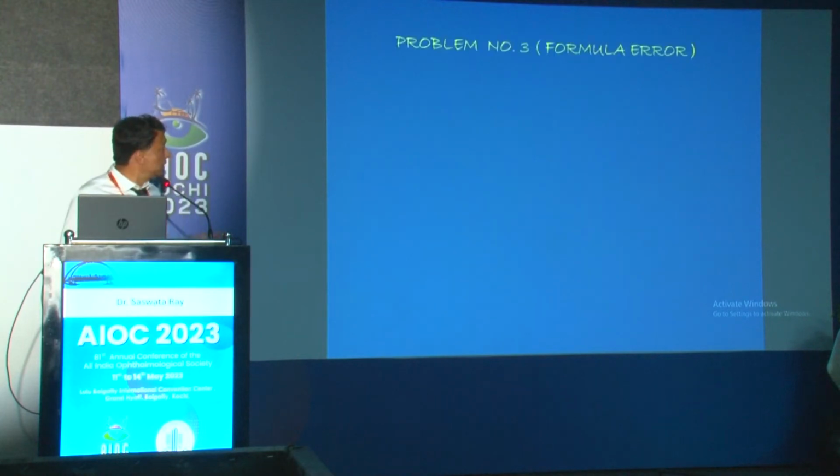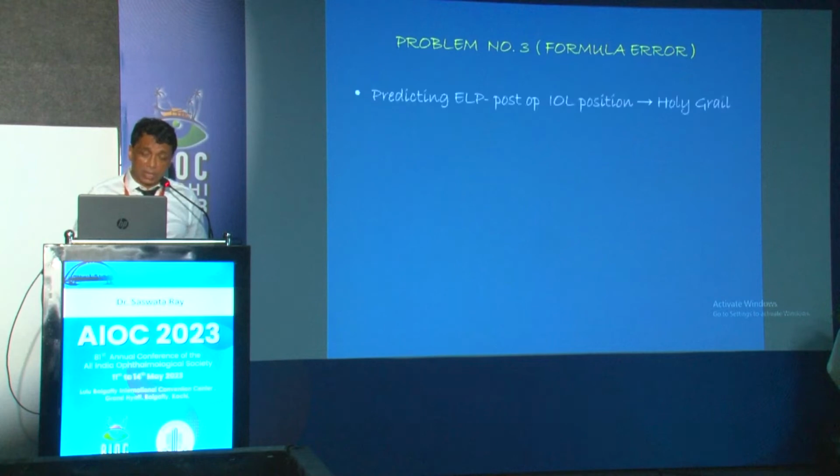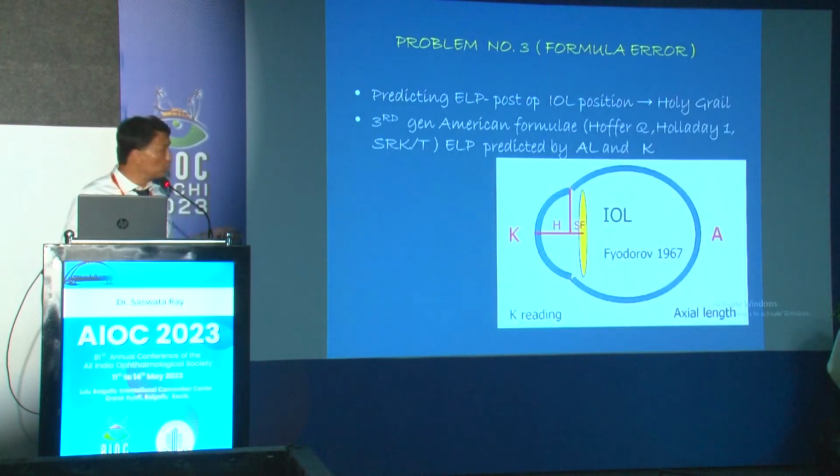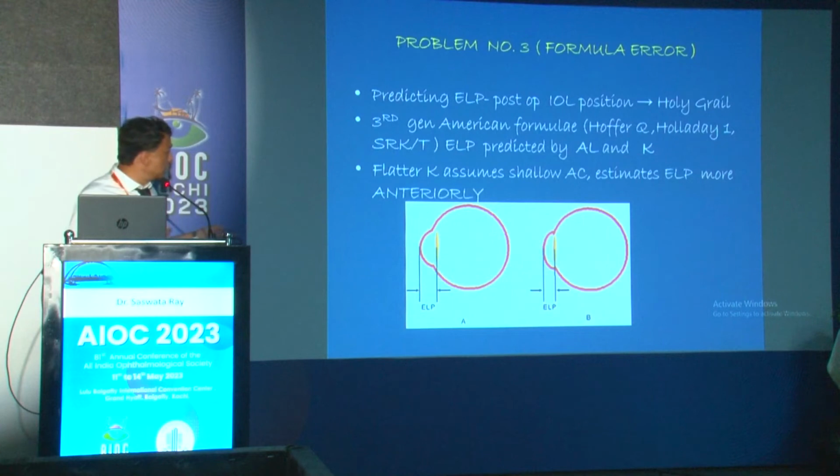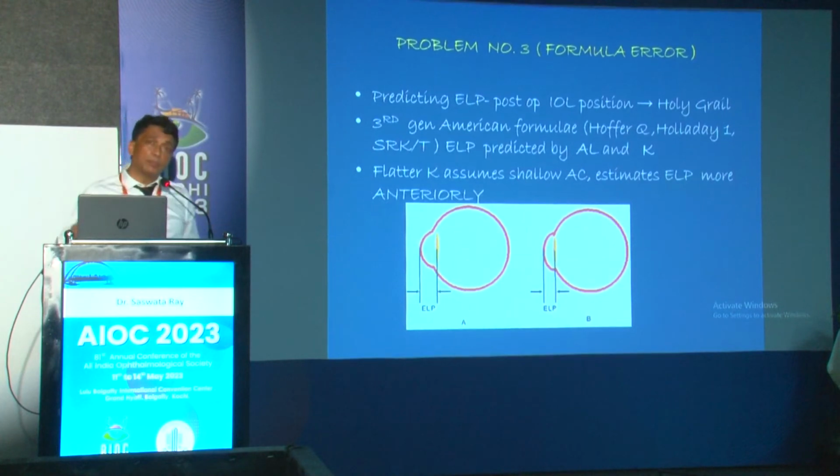You get your keratometry. The third error we have not yet taken into account, and that is the ELP. Remember, ELP, as mentioned by the previous speakers, is the most difficult. It's the holy grail. The effective lens position of the postoperative IOL is the most difficult to measure. And the third generation formulas, usually called the American formulas, all the Hoffer-Q, Holladay, SRK/T, predict the ELP via a combination of axial length and keratometry. And this makes a false assumption, because now it's a flatter K. A flatter K would assume a shallow ACD and estimates ELP more anteriorly, but this is not true, as Dr. Gisline just told us. This is not true, because actually there's no change in the position of the ELP.